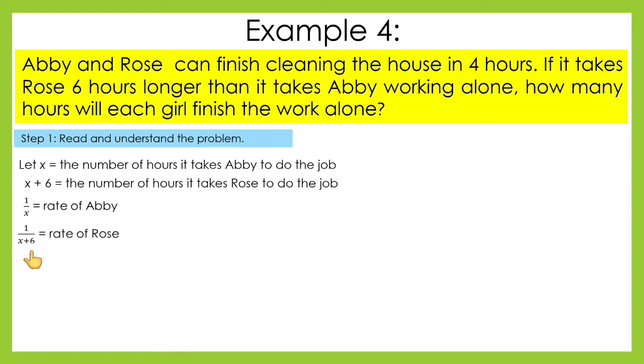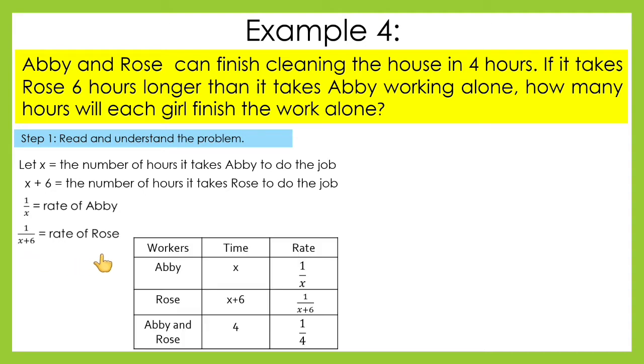Pwede nating isulat ito in a table form. So, meron tayong workers, si Abby alone, and then si Rose alone. And then, kapag sila ay nag-work together, Abby and Rose. So, ang time ni Abby is x, ang time ni Rose is x plus 6. Kapag nag-work together sila, matatapos nila in 4 hours. Ang rate ni Abby is 1 over t, so 1 over x. Ang rate ni Rose is 1 over t, so we have 1 over x plus 6. And kay Abby and Rose ay 1 over 4.